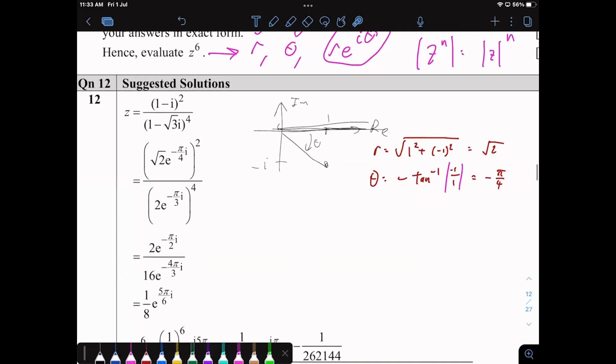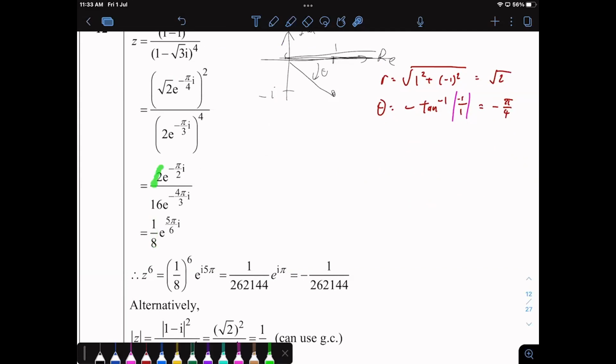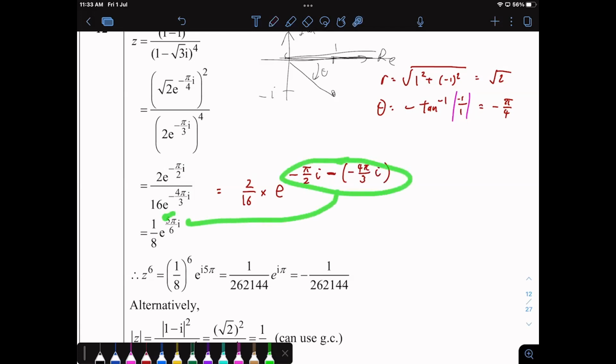So simplifying, you eventually get 1 over 8, since 2 over 16 is 1 over 8. Then e power something. Same base, different power, you divide, what happens? You have to subtract the powers, right? If I write it out manually, subtract negative 4 pi over 3i. Simplifying the angle, you will eventually get 5 pi over 6i. Okay, good. So because of exponents, you bring up the powers, then you have a minus.